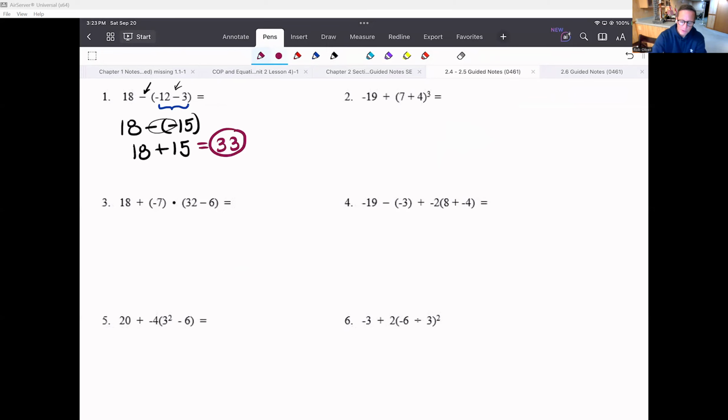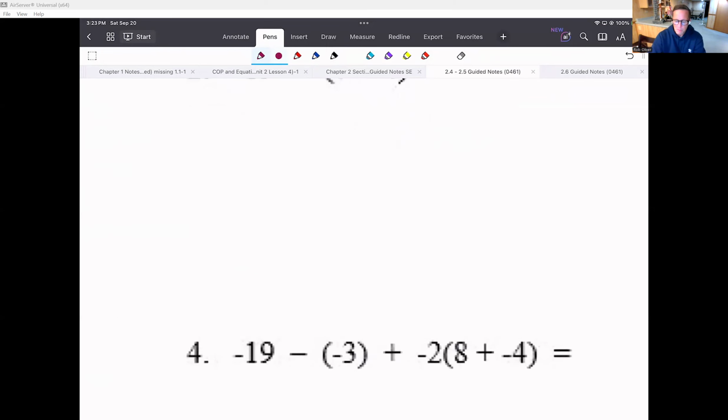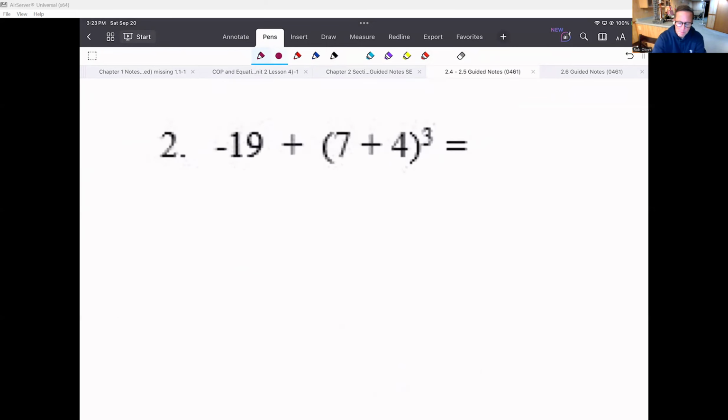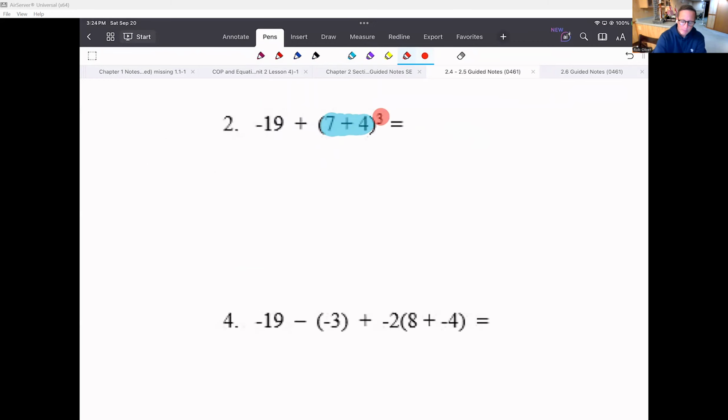All right, for number 2, we're going to do parentheses first. The thing you might want to note here is that there's an exponent outside the parentheses. So we're going to take care of that after we have dealt with what's inside the parentheses. So we're going to do -19 plus, and 7 plus 4 is 11. And then drop down the 3. So it's 11 to the third power.